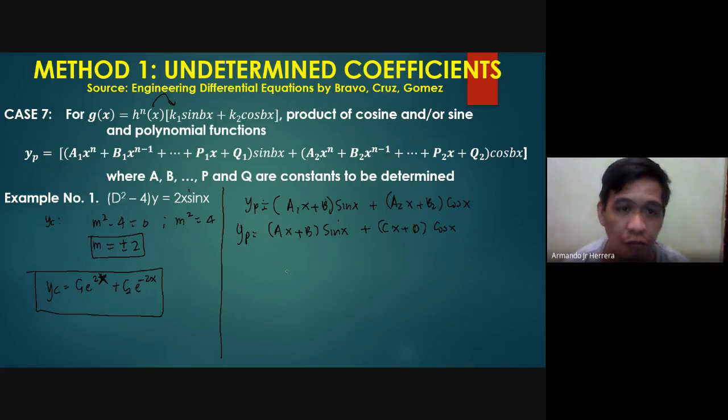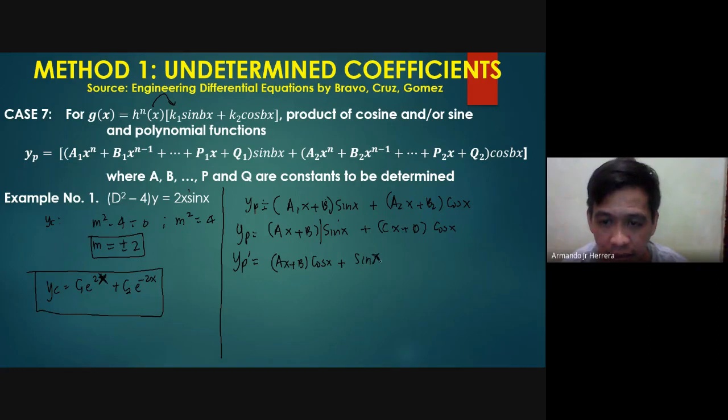So let us try to solve for d squared and d first derivative kasi magdadaan siya para makuha natin yung second derivative. Kunin muna natin ang yp prime. So this is the derivative of a product: ax plus b, and derivative of sine is cosine x, plus sine x multiplied by the derivative of ax plus b, which is a, plus the derivative of that is cx plus d times negative sine x plus cosine of x multiplied by the derivative of that, which is c.